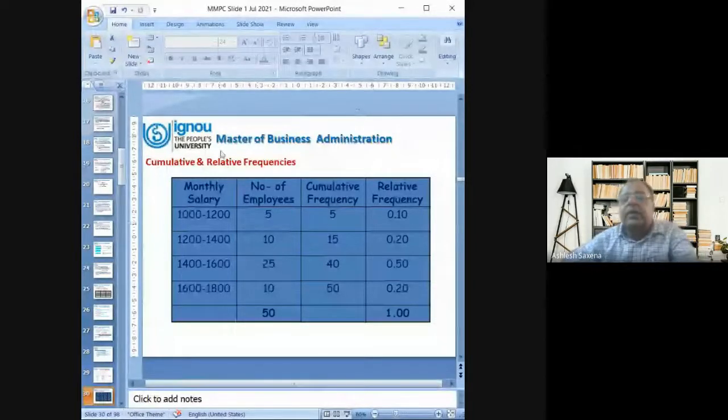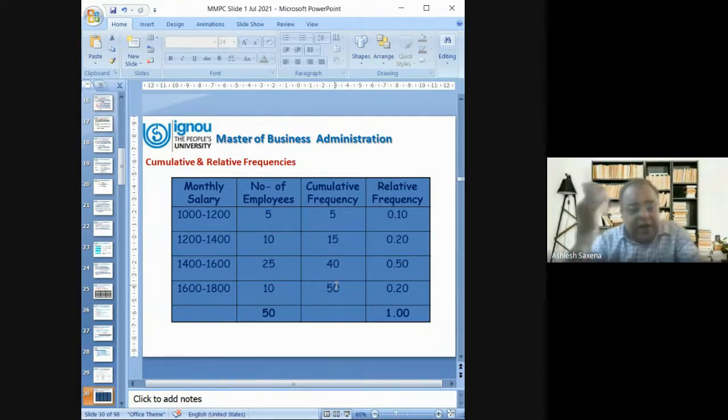You see the frequencies over here: 5, 10, 25 and 10. Two columns were given to you. How is the cumulative frequency calculated? 5 is written in front of the first frequency. For finding the next value, we add this 5 with this 10 and get 15. Then 15 plus 25 becomes 40, and 40 plus 10 becomes 50.